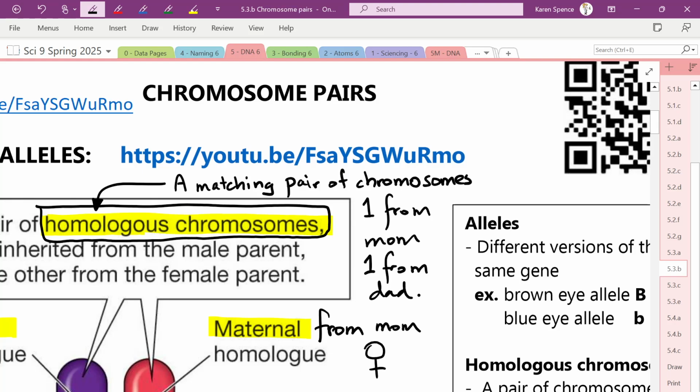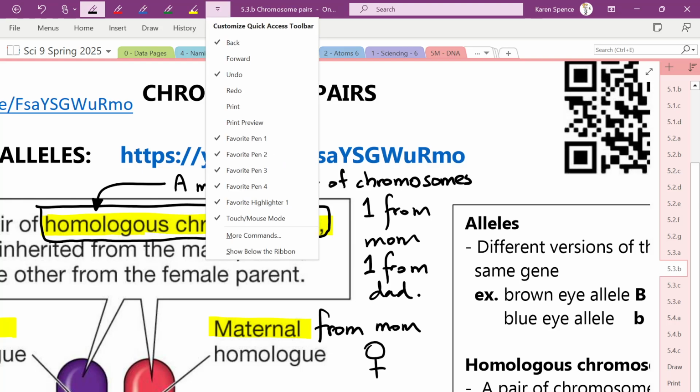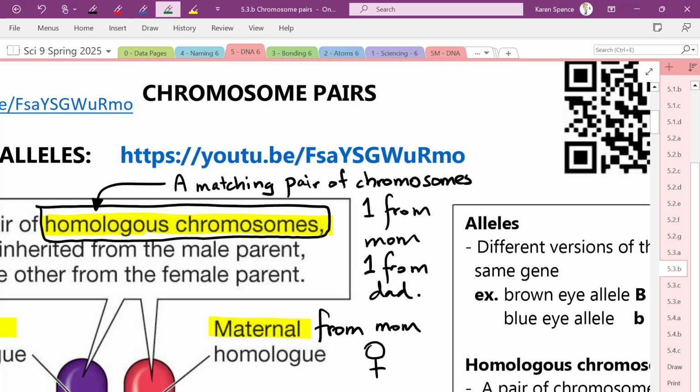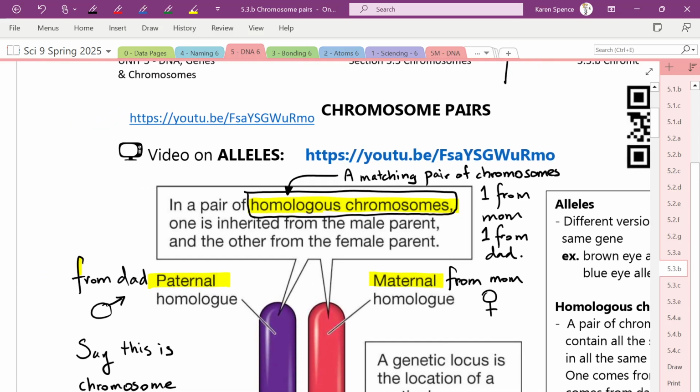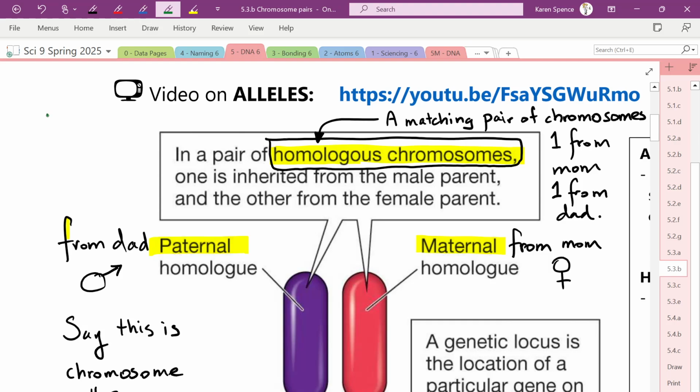Now, do you guys remember what the prefix homo means? Homo means the same. So what they're talking about here is that the homologous chromosomes are the same chromosome number. It's always going to be like chromosome 7, right, if you have a homologous pair. And those chromosomes will have genes for the same traits.